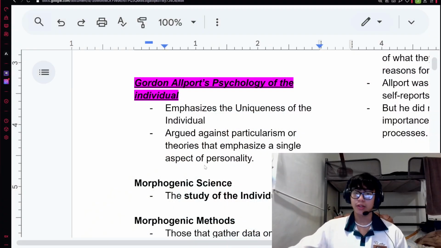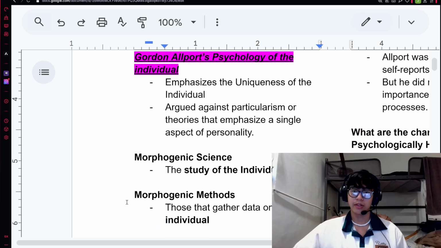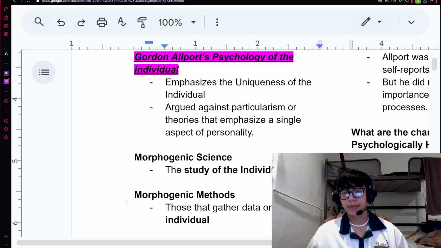Anyway, the first theory that we're going to be talking about is Gordon Allport's psychology of the individual. If we mention Gordon Allport, this theory is the psychology of the individual, or if we talk about psychology of the individual, we talk about Gordon Allport. This theory basically emphasizes the uniqueness of the individual. It's definitely more on uniqueness rather than similarity. This theory also argues against particularism, or theories that emphasize a single aspect of a personality.